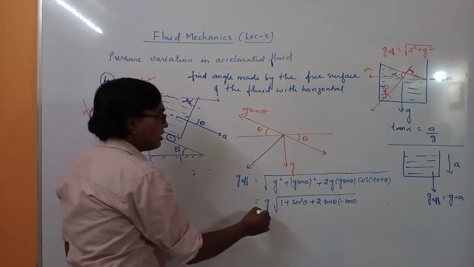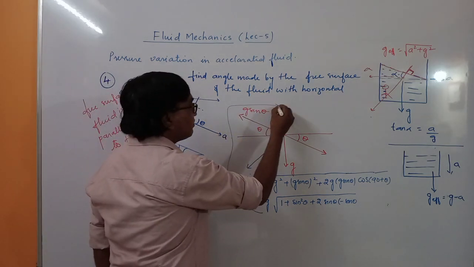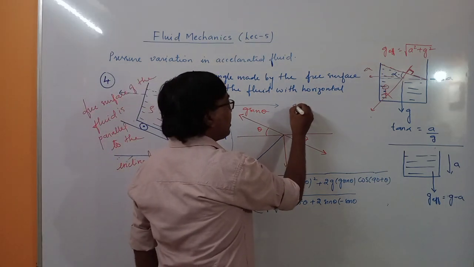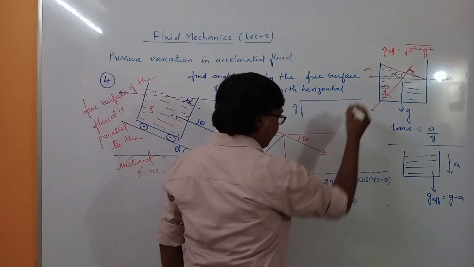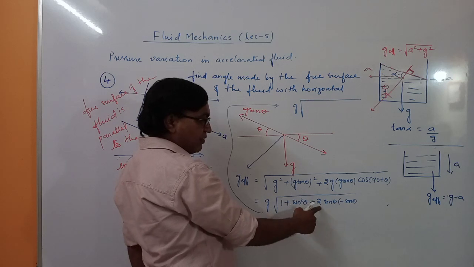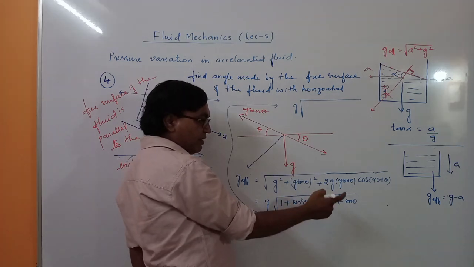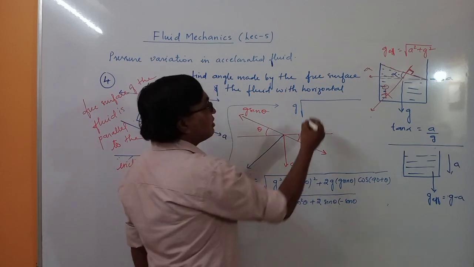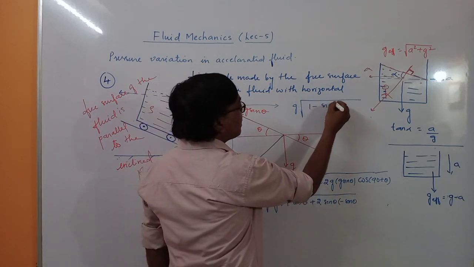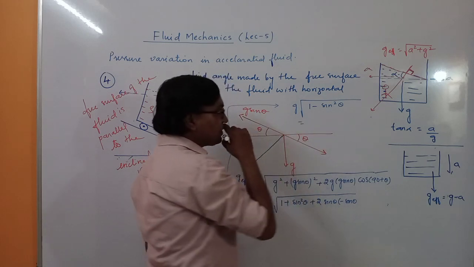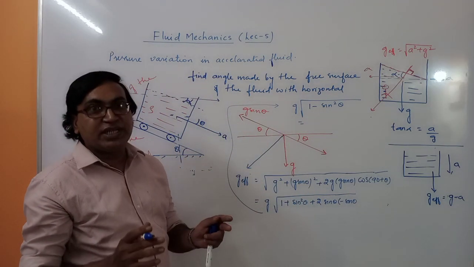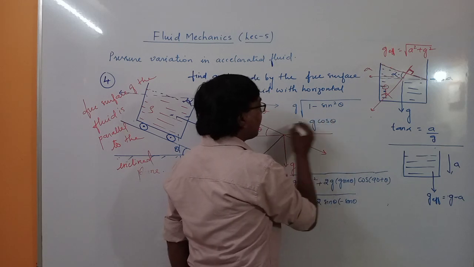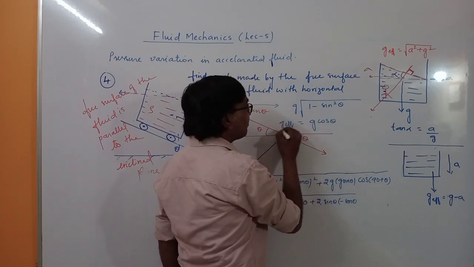Fine. So let us solve this here. That is g into root of 1 plus sine square theta minus 2 sine square theta, which is 1 minus sine square theta. So what is 1 minus sine square theta? Cos square theta. So g cos theta. So this is g effective.